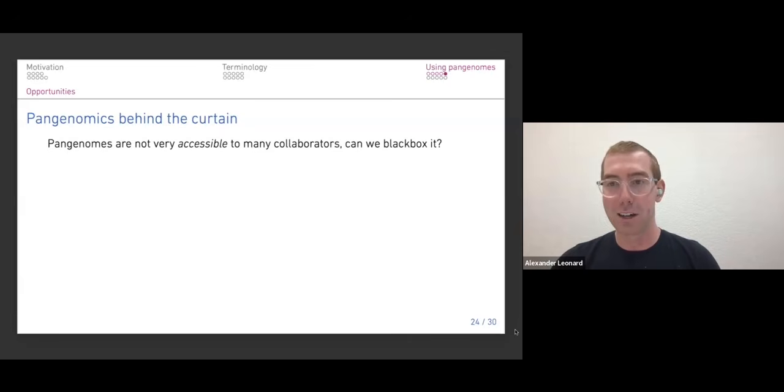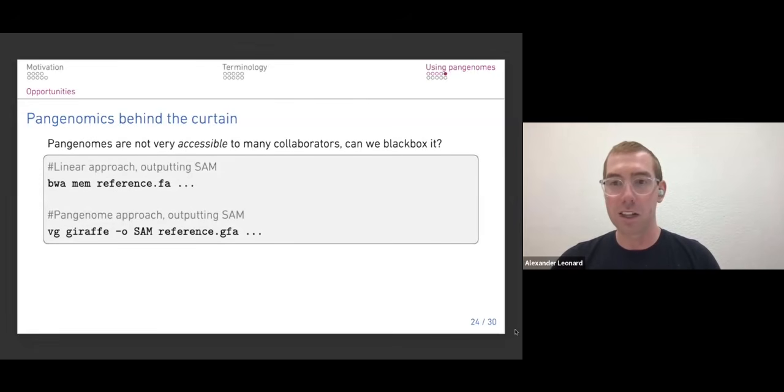The other thing that I hope will be quite useful going forward is this: pangenomics is quite difficult, and not all collaborators want to even deal with pangenomes. The second you start talking about graphs, they kind of stop replying to your emails. So the hope is, can we simplify this? If we talk about just linear alignment of some sequence to any standard reference, we can use something like BWA. We just align the file, we get a SAM or BAM file, problem is over.